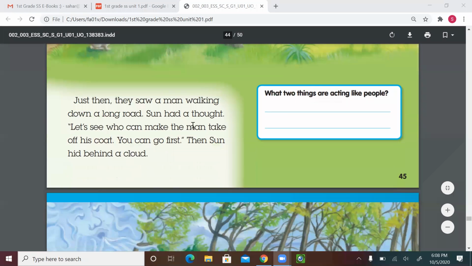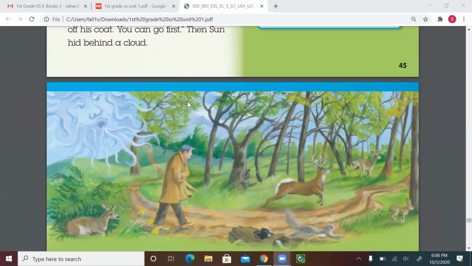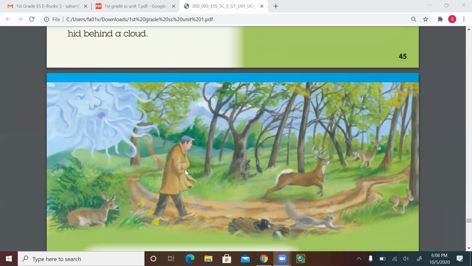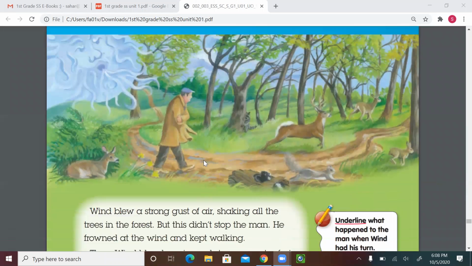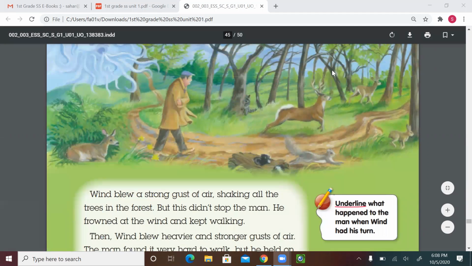All right, let's go to the next page. So the sun told the wind, you go first. Remember the thought or the idea: who will make that man take off his coat? Do you think the wind or the sun?